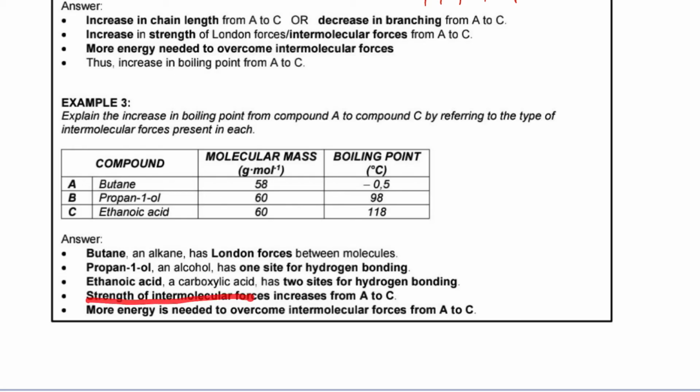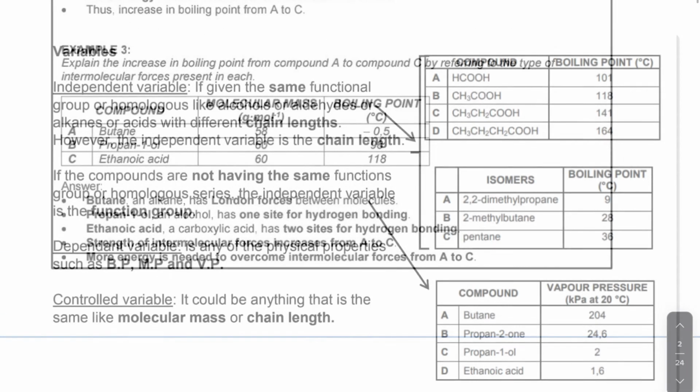So you say strength of intermolecular force increases from A to C. It increases from A to C, because the weakest is the alkane, followed by the ketone, and then the strongest is going to be the carboxylic acid, and then more energy is needed to overcome the intermolecular force. I hope that, guys, makes sense.